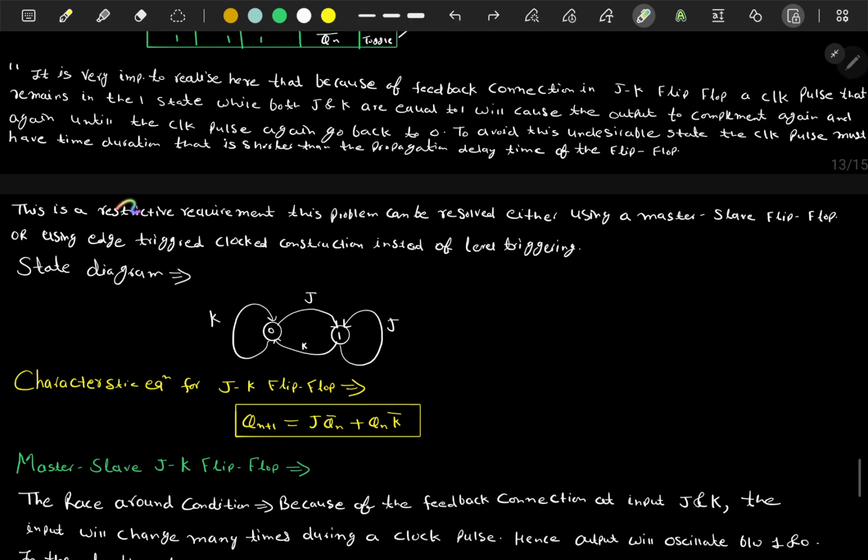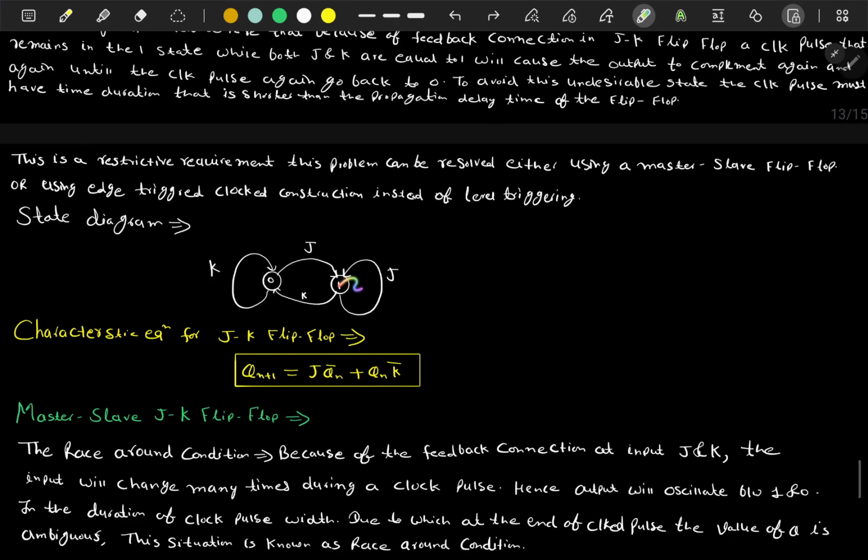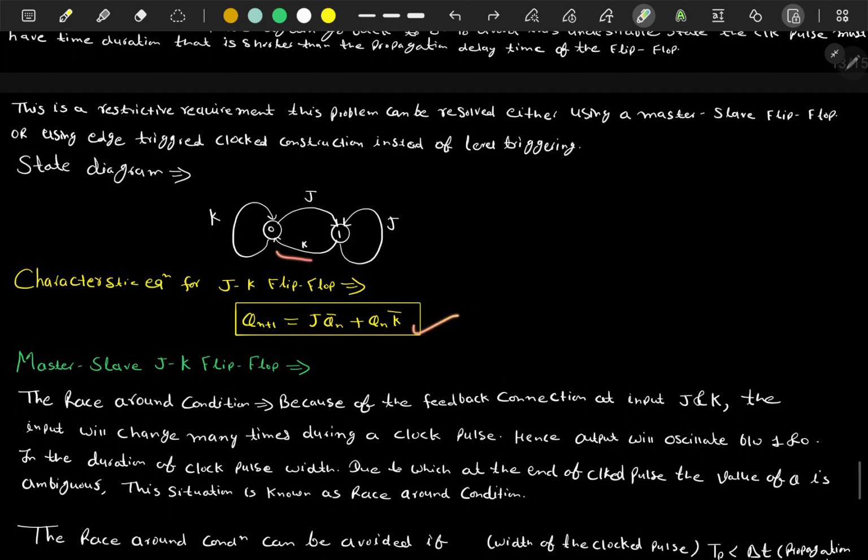Now this is a restrictive requirement. This problem can be solved either using a master-slave flip-flop, or using edge triggering clock construction instead of level triggering. Now the state diagram is 1 to 1, 0 to 0, and 1 to 0 with J and K, and 1 to 0. So J Qn bar, Qn K bar.